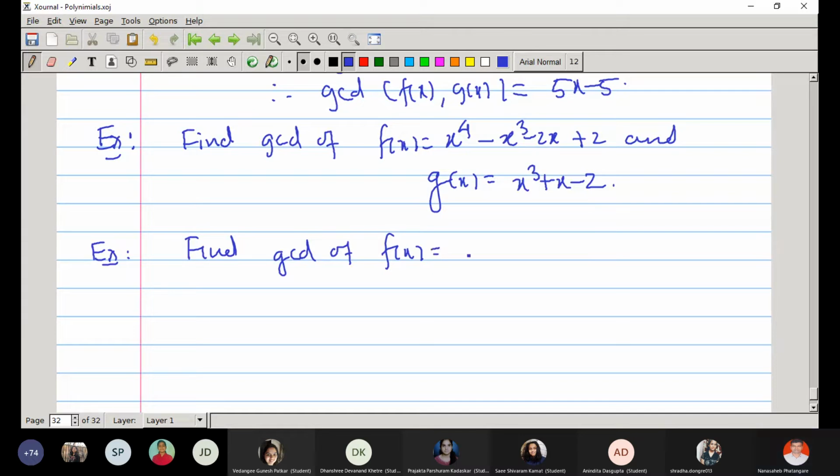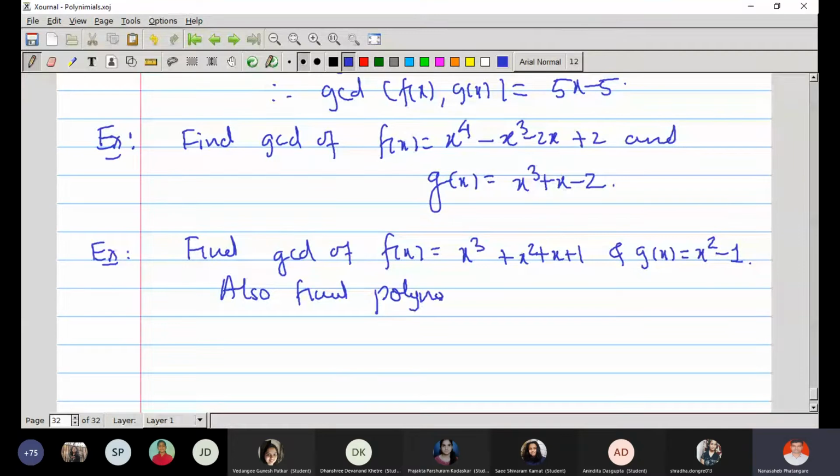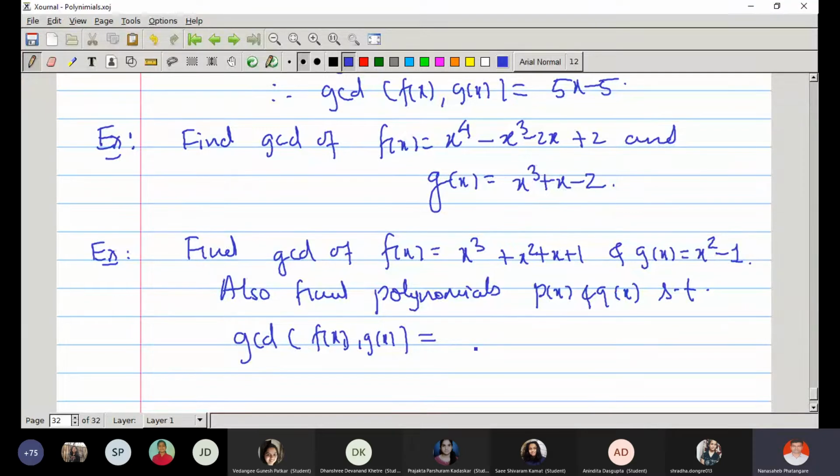Also find polynomials px and qx such that GCD of fx and gx is equal to fx into px plus gx into qx. We can express GCD as a combination of these two polynomials. So, which we did for integers, same thing it is possible here.